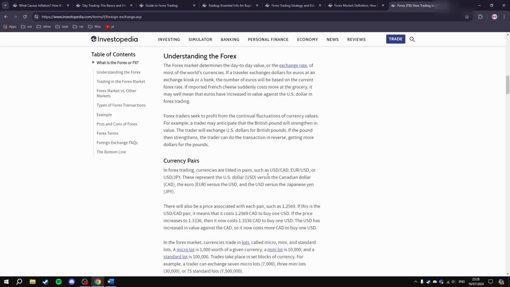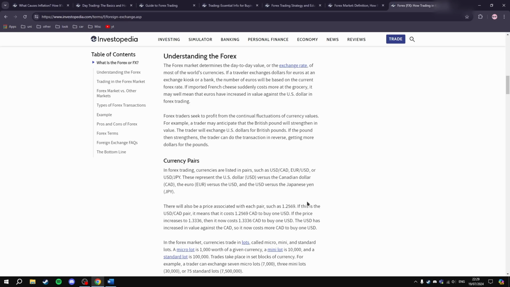So if it costs more at the grocery, then that means the supermarket has to buy the cheese at a higher price than it used to. Therefore it has to sell at a higher price to make a profit. For example, if the cheese used to cost $10 to buy back in the day, now it takes 15. That means the euro has strengthened against the USD because it will take more USD to get that 1 euro. So euros have increased in value against the USD.